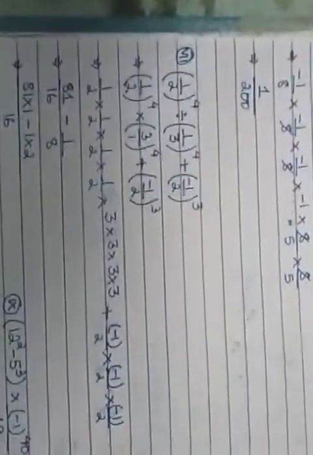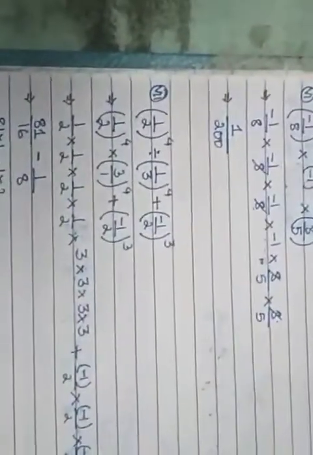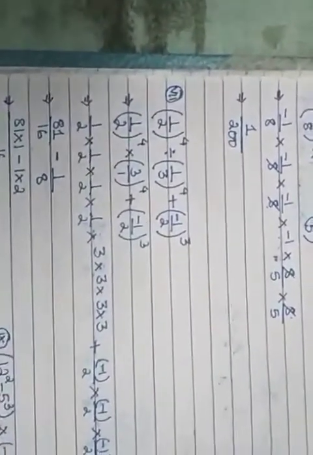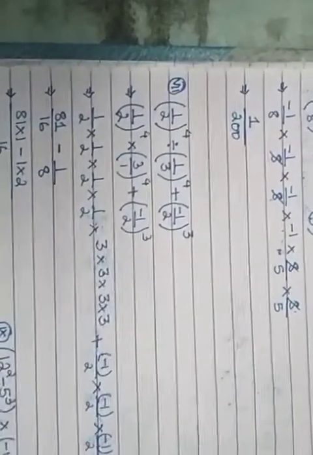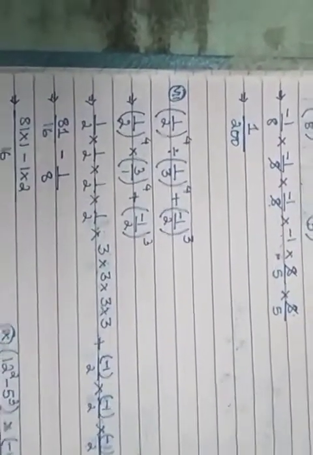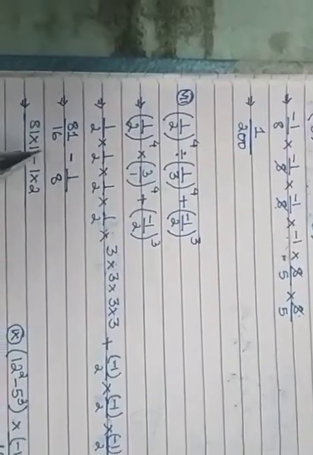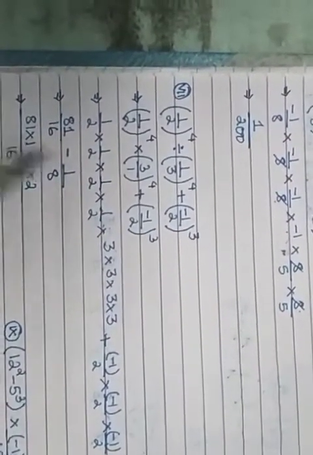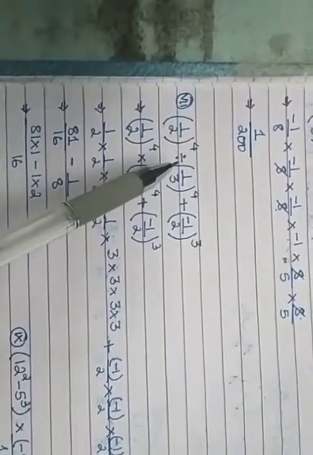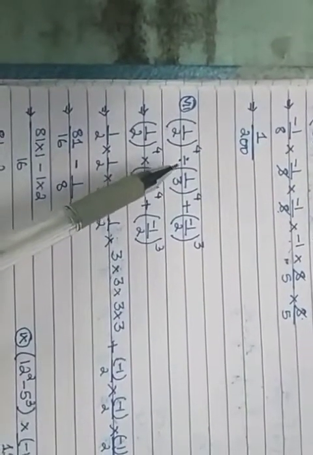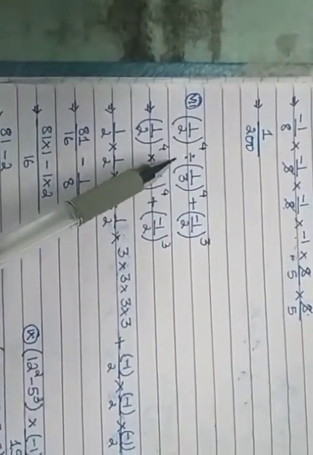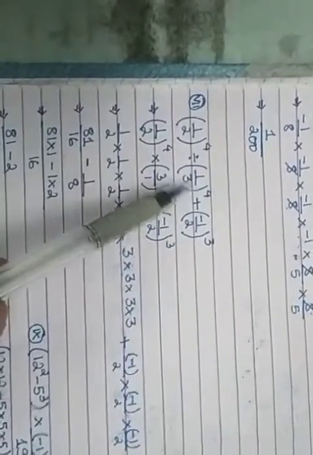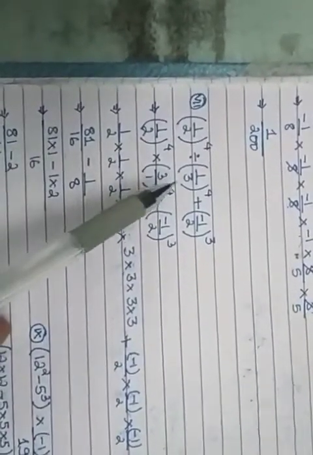Question number 7. What do I have in question number 7 is (1 by 2) to the power 4 divided by (1 by 3) to the power 4, plus (minus 1 by 2) to the power 3. As I've already said, it's about simplification. We need to follow the BODMAS rule. So first there comes a division. We need to convert the division to multiplication because it's in fractional form, isn't it? So that's what I've done in the second step.